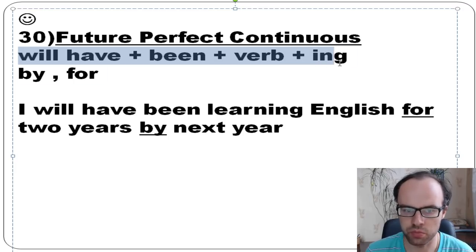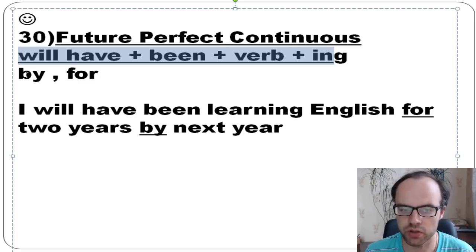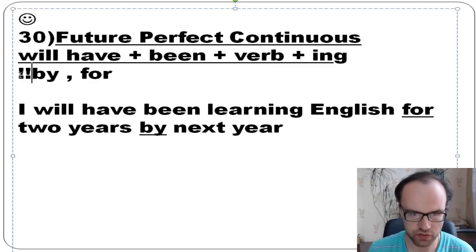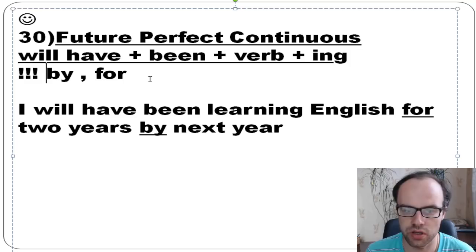Will have been plus verb plus ing. So it's about future again. Please have a look at our videos on English grammar or English tenses, and you'll see more examples. So have a look at our playlists, and if you talk about the future and you have by and for, you need to use this tense.